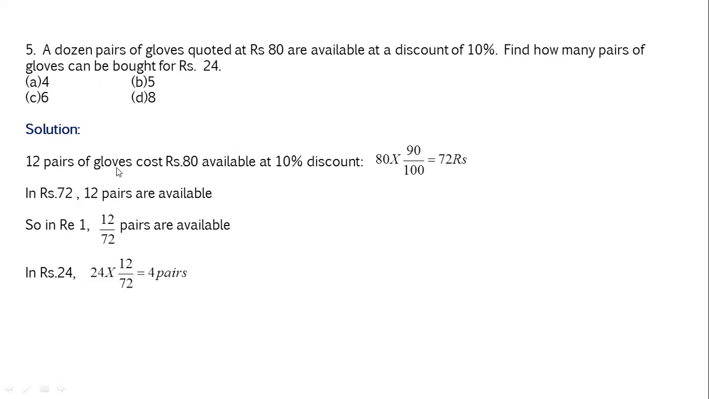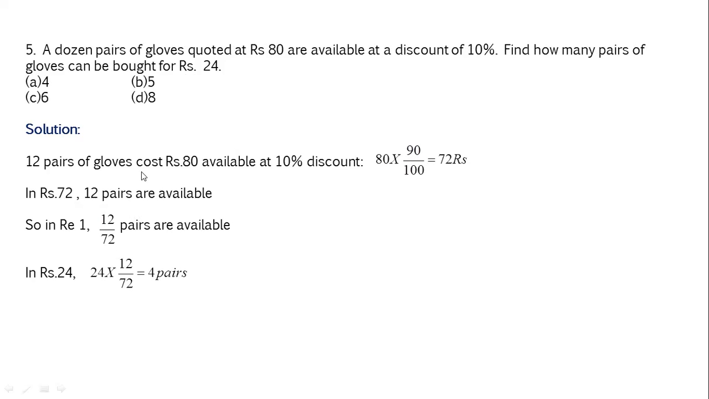Now 12 pairs of gloves. See here, 12 pairs of gloves cost how much? Rupees 80, which are available at 10% discount. That means, can you calculate the cost of 12 pairs of gloves? So there is a discount of 10%. That means whatever price is there, 90% of that will be the cost. So 90% of 80, so 80 into 90 upon 100, it will be 72. Okay, 9 into 8, 72.